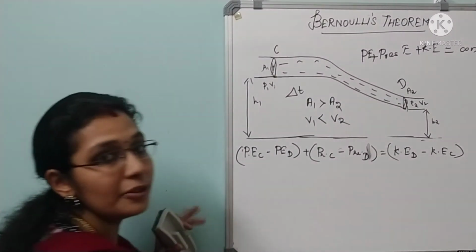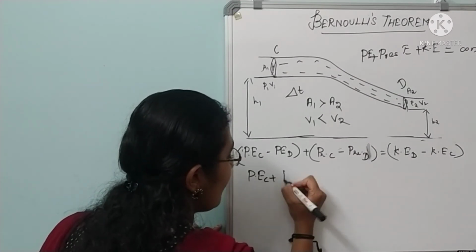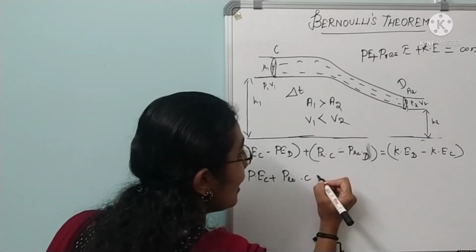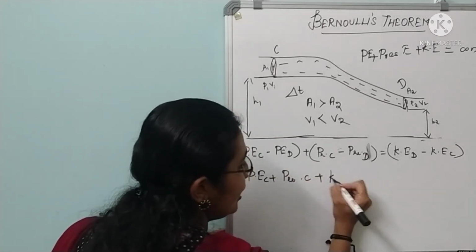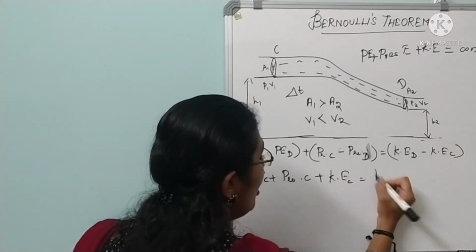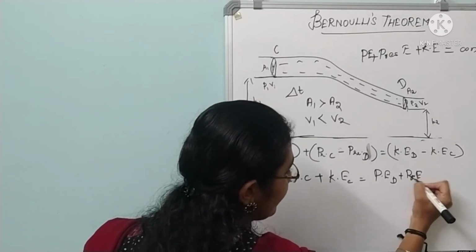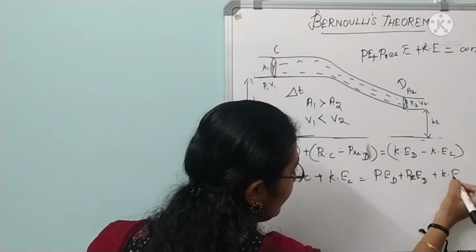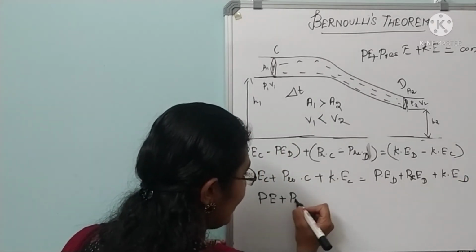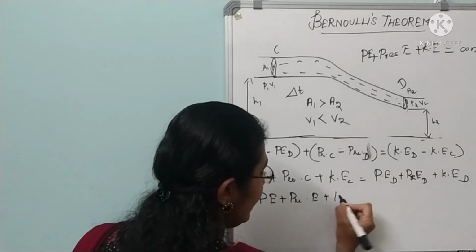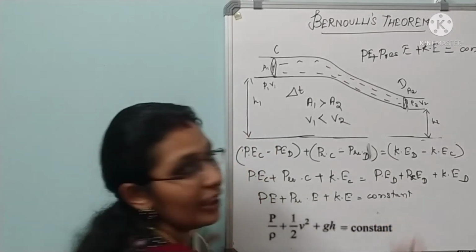Now bring all the C terms to one side and D terms to the other side. So potential energy at point C plus pressure energy at point C, plus this will come to this side, so minus will become plus, kinetic energy at point C is equal to potential energy at point D plus pressure energy at point D plus kinetic energy at point D. Or else you can write it as potential energy plus pressure energy plus kinetic energy is equal to constant. Right? This is what we had to prove.